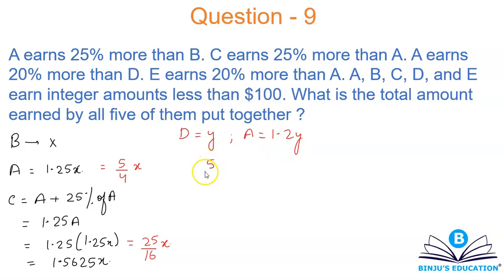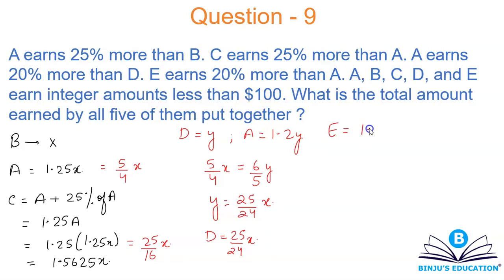That would be incorrect. So I can say that 5/4x, which is the value of A, equals 1.2y, which is nothing but 6/5y. And from here I'm going to get that y is equal to 25/24x. Or the value of D is 25/24x. Now E earns 20% more than A, so E will basically be 1.2 times A. So 1.2 is again 6/5 into A, which is 5/4x. So you can cancel 5 and 5, and this will simply become 6/4x.